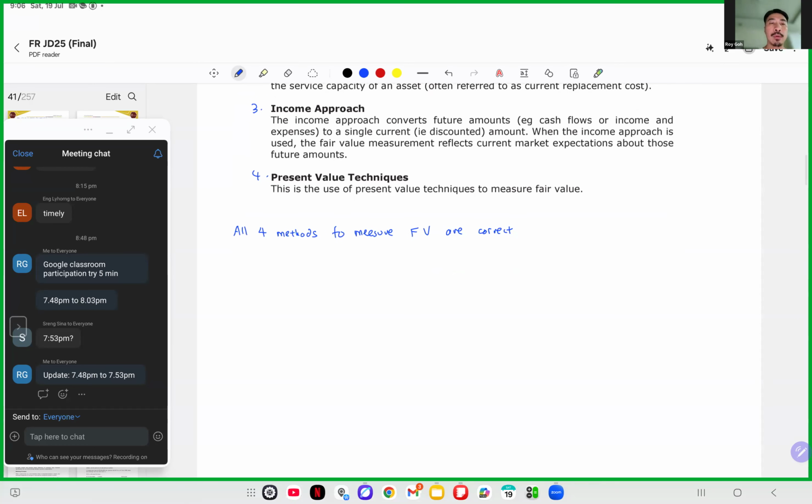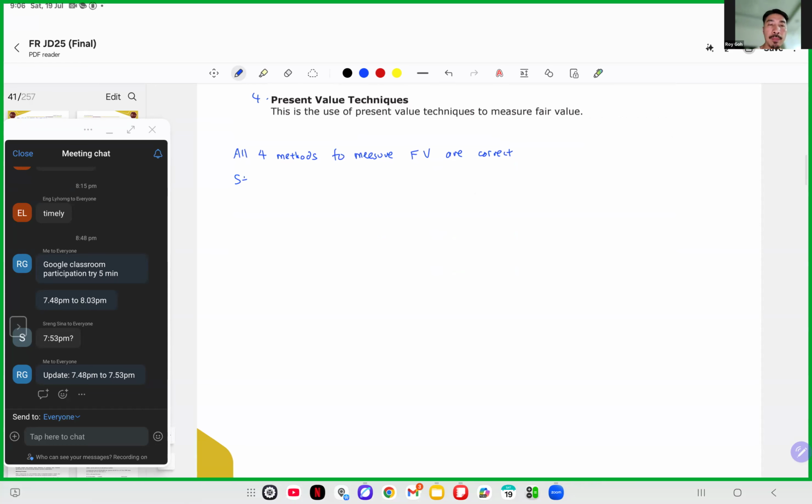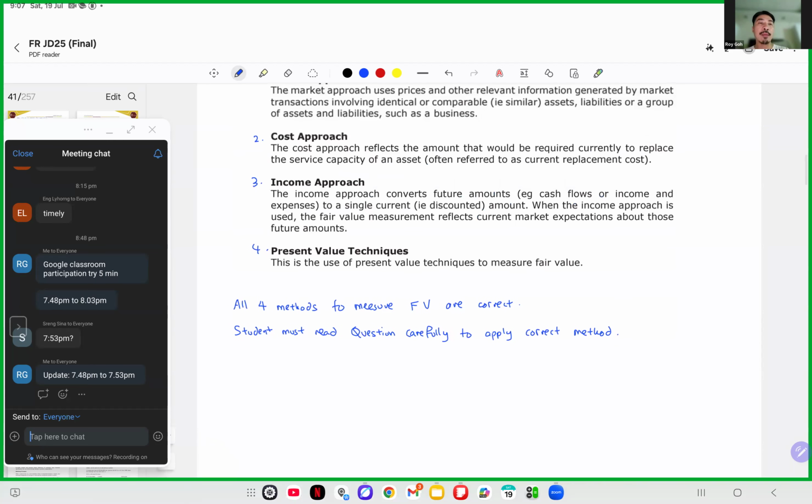Which is correct? Poor student must read the question carefully in order to apply the correct method. In order to apply the correct method. So you see what's going on? Okay. So now we come back.